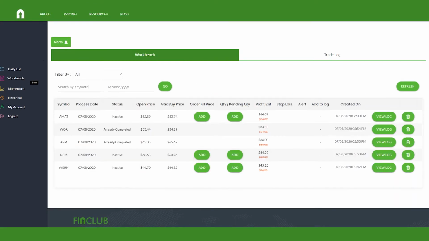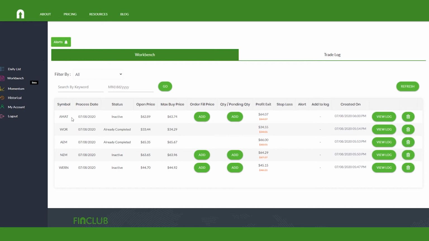Now, after it's already hit its high probability target, it will say already completed. And FinClub will actually send you an alert whenever it has an opportunity that says, hey, listen, your target has been hit or the stop loss has been hit. And that's so invaluable to have that information sent straight to you.